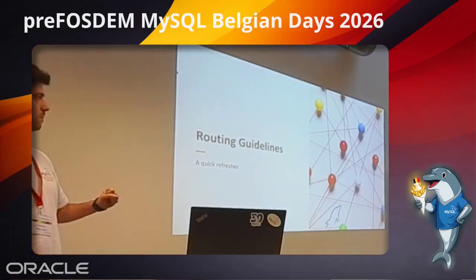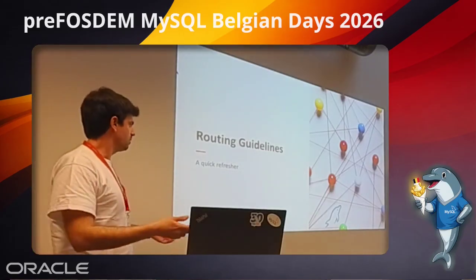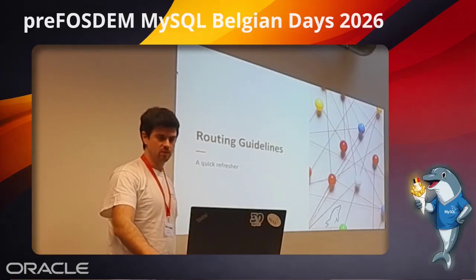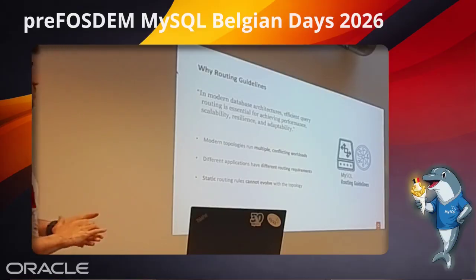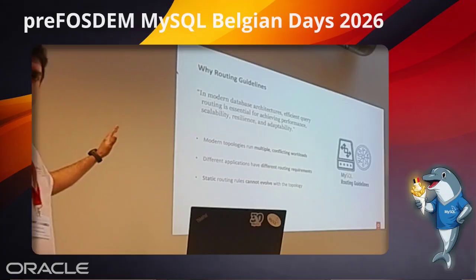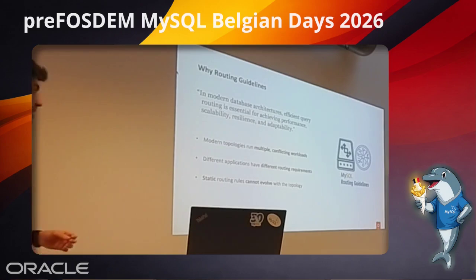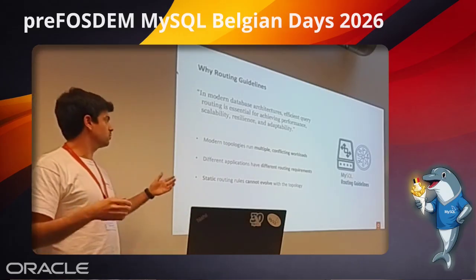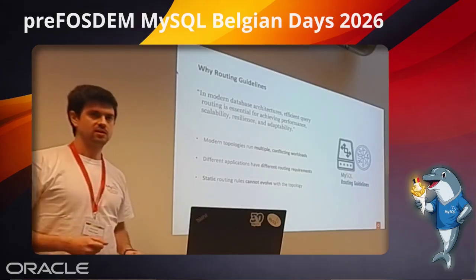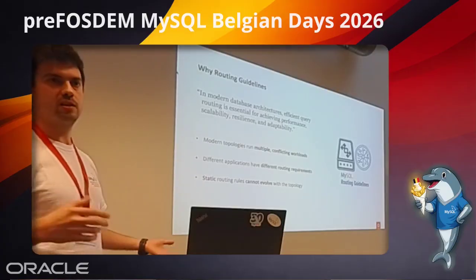All right, so let me give you a quick refresher on what routing guidelines are. For those familiar, it's a refresher. For those not, I hope it gives you a decent understanding of what it is and how it works. So first of all, the first question is, why did we come up with this thing called routing guidelines? The obvious reason is that in modern architectures, it's essential to have good routing because you want to achieve performance, to scale out, to get better resilience, and for the routing to adapt to the changes in the architecture.